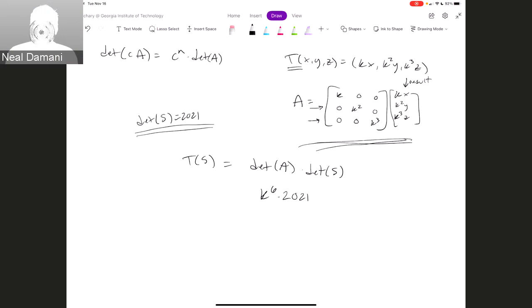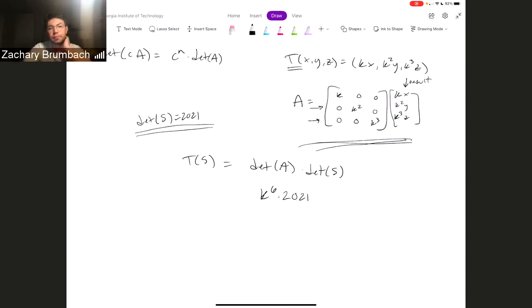Wait, how'd you get the determinant of A part? It's k to the first, k to the second, and k to the third, so it'd be k to the sixth. Correct. Yeah, good. Okay, thank you.